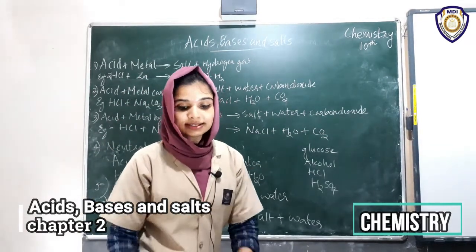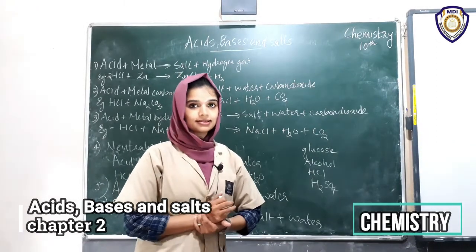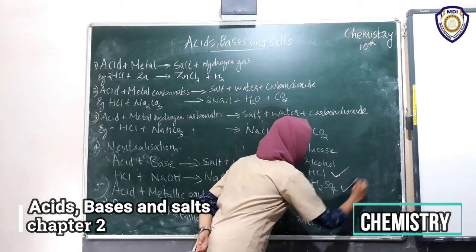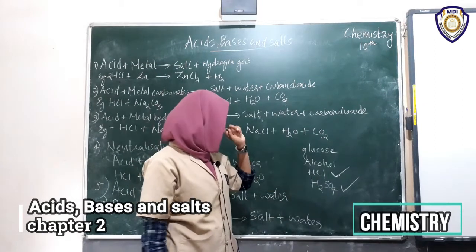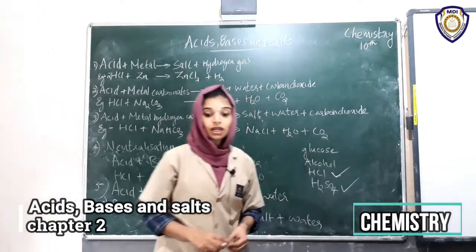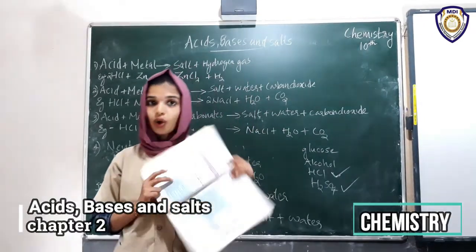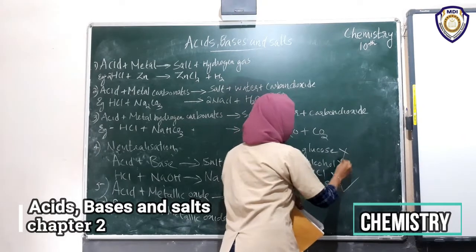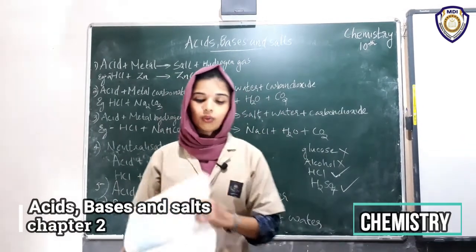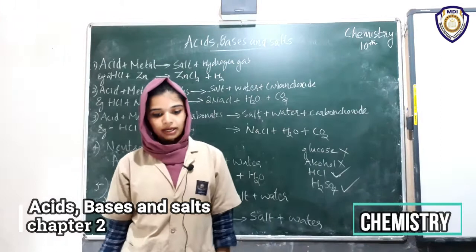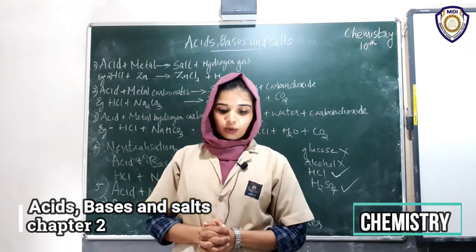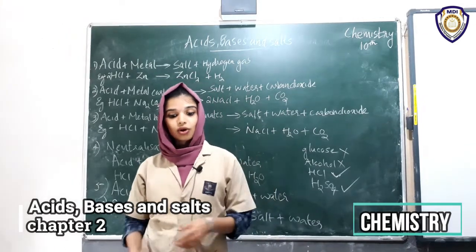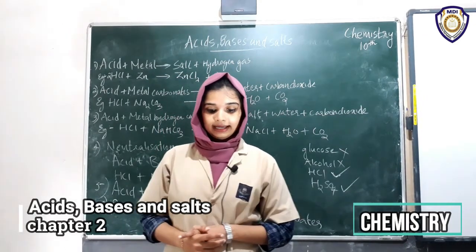The bulb will start glowing in which cases? When we add acids like HCl and H2SO4, the bulb starts glowing. In the case of glucose and alcohol, the bulb does not glow. Why? Because you will observe that glucose and alcohol solutions do not conduct electricity.